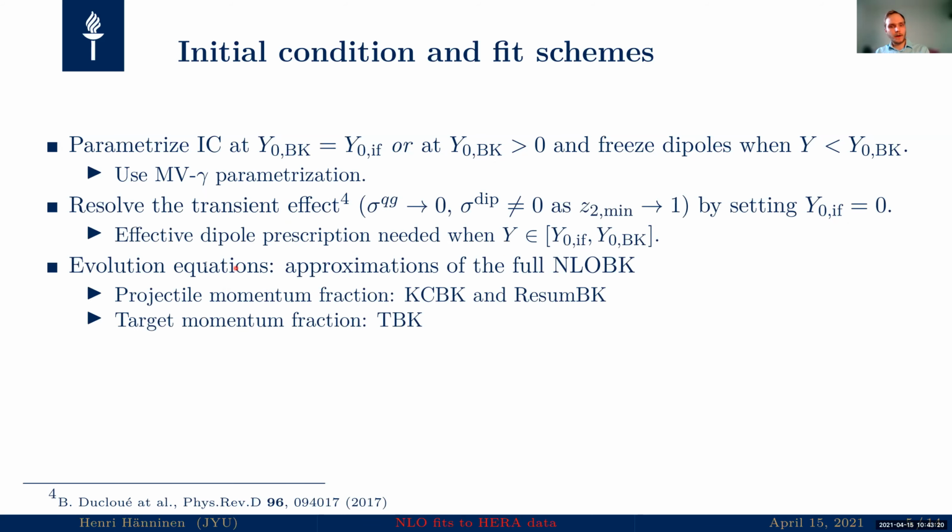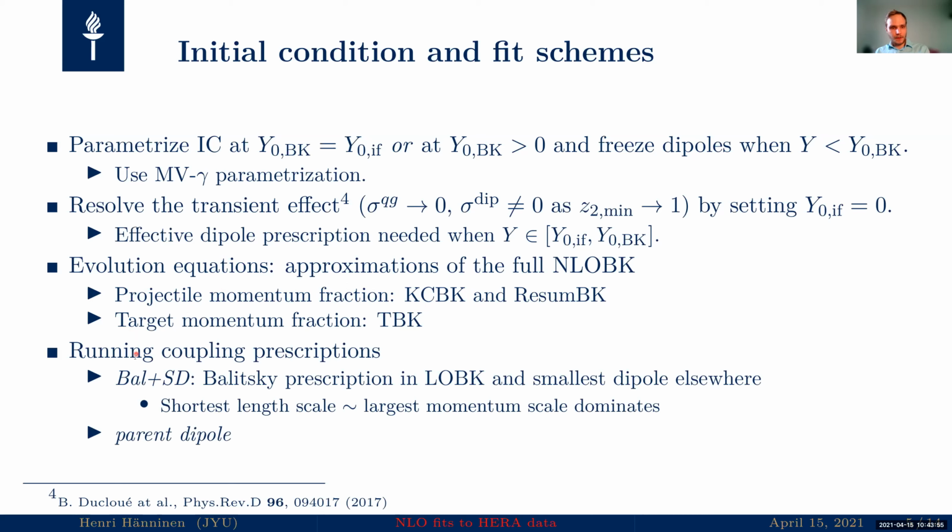So then in our fits, we are comparing a number of BK prescriptions that are approximations of the full next-to-leading order BK. And there are two rough approaches that have been used to get these enhanced equations. First is this projectile momentum fraction ordering, where these kinematical constraint BK and this resummed BK have been derived. And then the third one, a newer one, is this target momentum fraction ordering, which we call the TBK. And finally, we are then comparing two running coupling prescriptions. First, aiming to be somehow more realistic, is this Balitsky plus small dipole prescription. And we compare this to the simple parent dipole prescription.